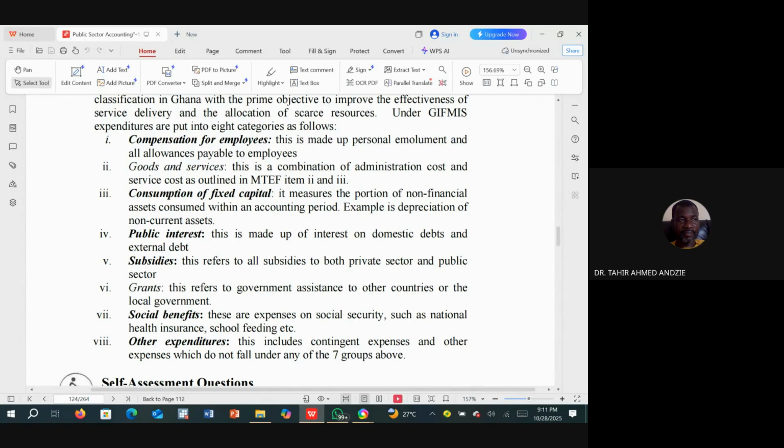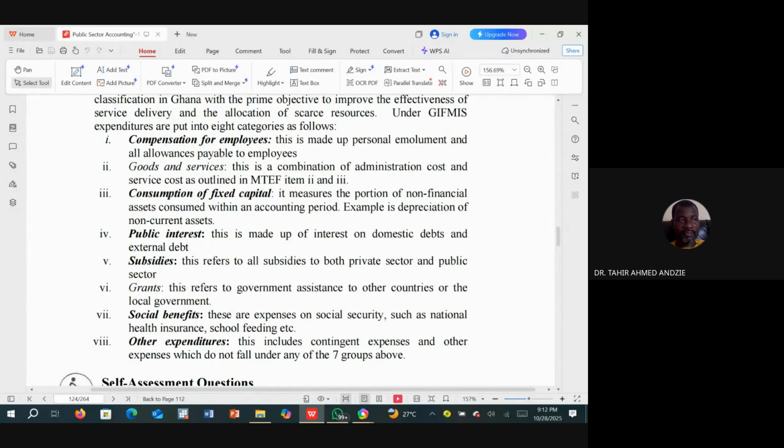Grants. This refers to government assistance. Okay, so we are now looking at the difference between subsidies and grants. Subsidies refer to all subsidies to both the private sector and the public sector, and grants refer to government assistance to other entities, other countries, or the local government.